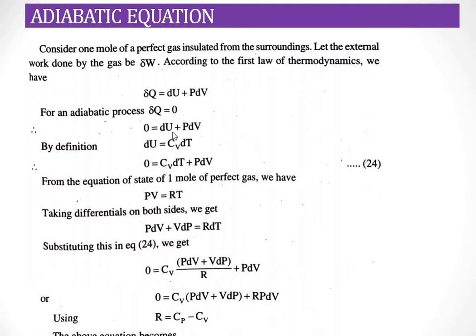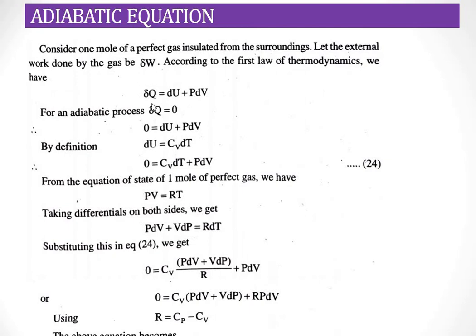So we know that what is Cv? Cv is dou Q by dou T at constant volume. So when we find dou Q by dou T at constant volume from this equation, dou Q by dou T is equal to dou U by dou T. Cv is the specific heat capacity at constant volume. So we can calculate the specific heat capacity at constant volume from the first law of thermodynamics.